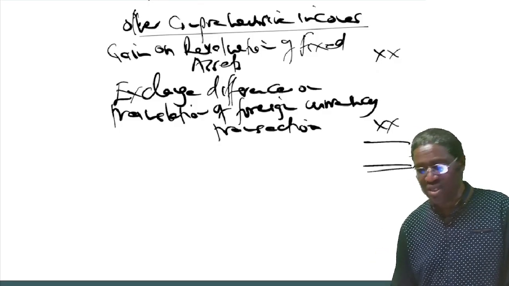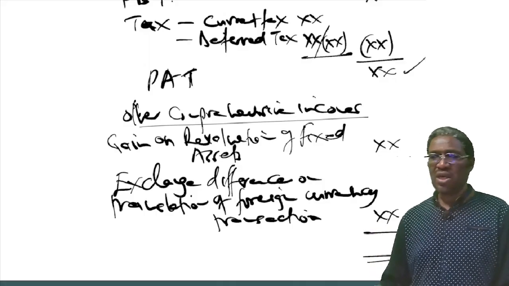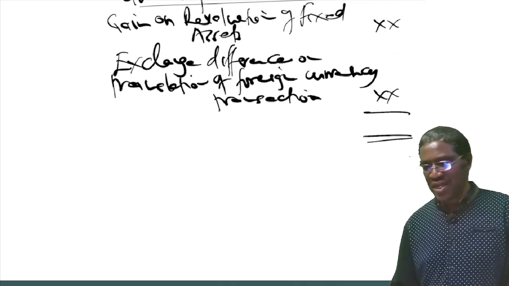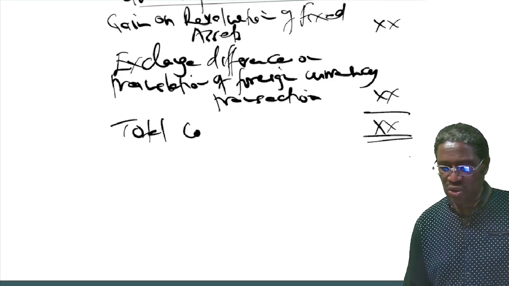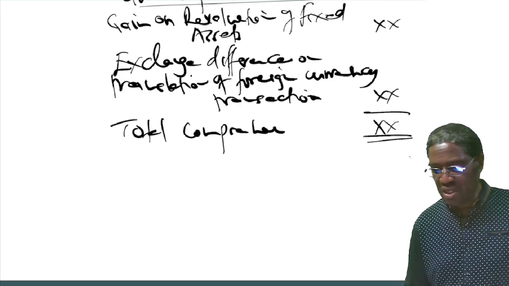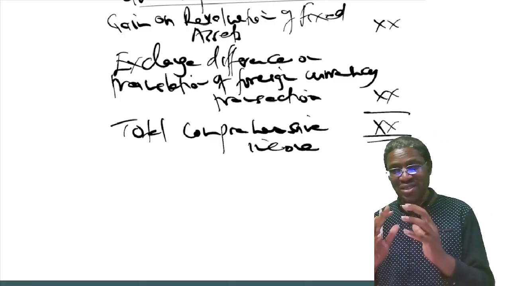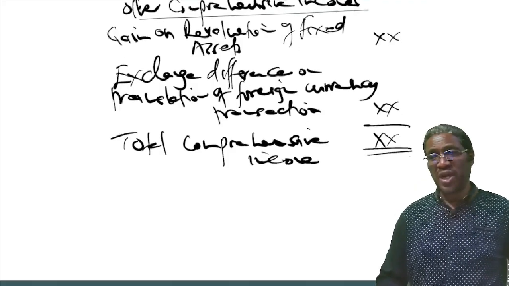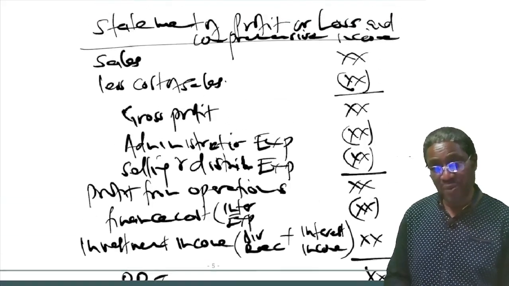For now, I'm assuming those are the only ones. Get your profit after tax plus all these other comprehensive incomes, whatever the question will allow you. Then get the total down there, and that total is what you call total comprehensive income. That's how, in summary, you prepare an income statement for publication purposes.